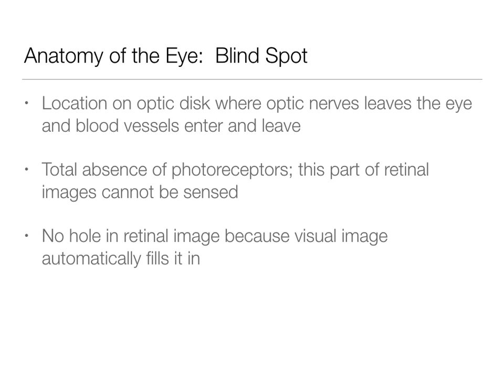So any image that hits on that part of the eye cannot be sensed. However, when you are looking at things, you don't see a big hole in the middle of what you're looking at. And this is because your visual image is automatically filled in. It takes the information around it between those two eyes, and it kind of averages it for you.